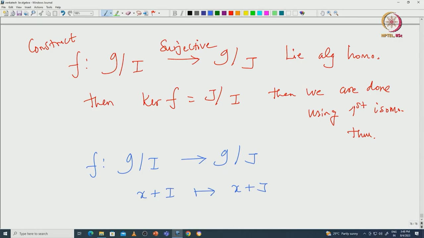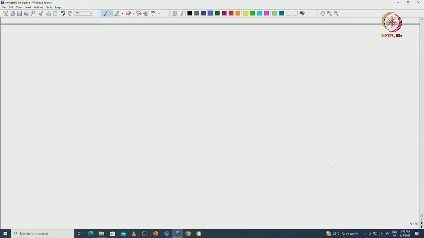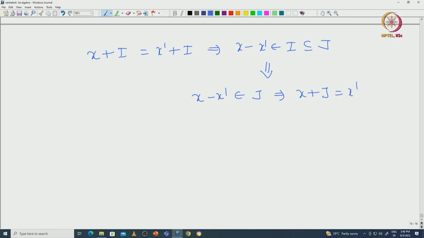Okay. So the only thing we need to verify is whether this map is well defined or not. That is easy to verify, because if X plus I is the same as X dash plus I, that will imply that X minus X dash is in I, but I is contained in J. So that will imply X minus X dash is in J, but that will imply X plus J must be equal to X dash plus J. So because of this, we get F of X plus I is the same as F of X dash plus I. Okay. So that says it is well defined.